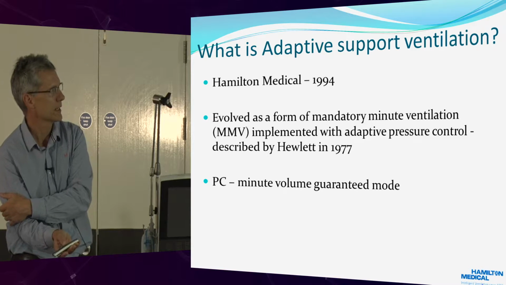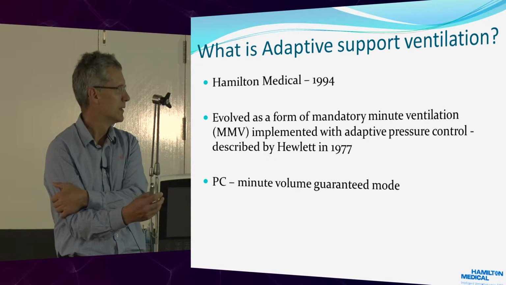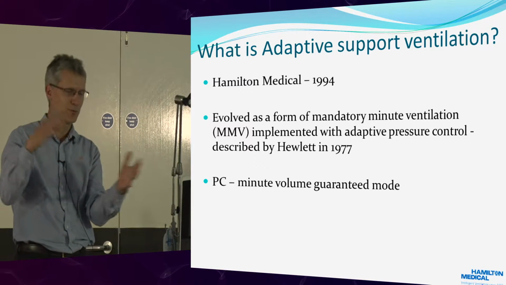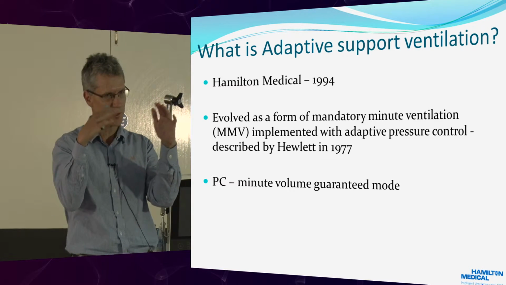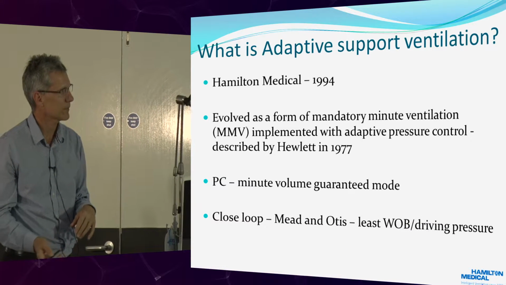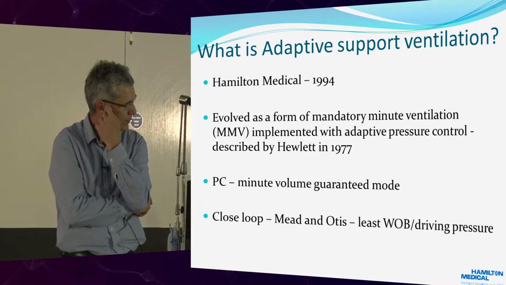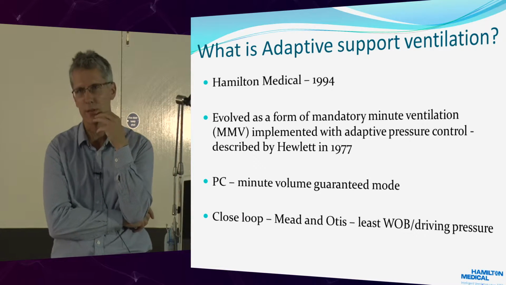Essentially ASV is a pressure control, but it's minute volume guaranteed. So if your lungs get more stiff, it just pushes up the pressure a little bit, and you still get your minute volume. And it's closed loop, and two equations are thrown into the algorithm. One is Otis, a German chap from the 1950s.